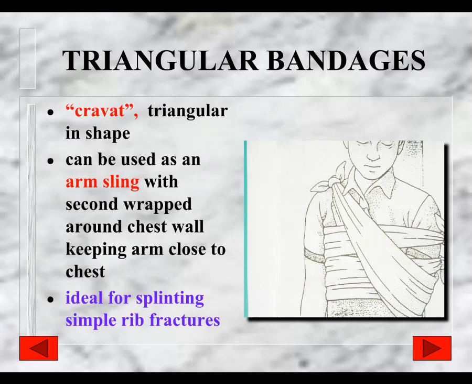You can also use triangular bandages to splint ribs. You can't really fix ribs if they're broken. There's not a lot of comfort, but you can apply a small amount of pressure, not a lot, to support the chest wall when breathing, using a triangular bandage or a circular bandage that would go around and hold that limb close to the body.